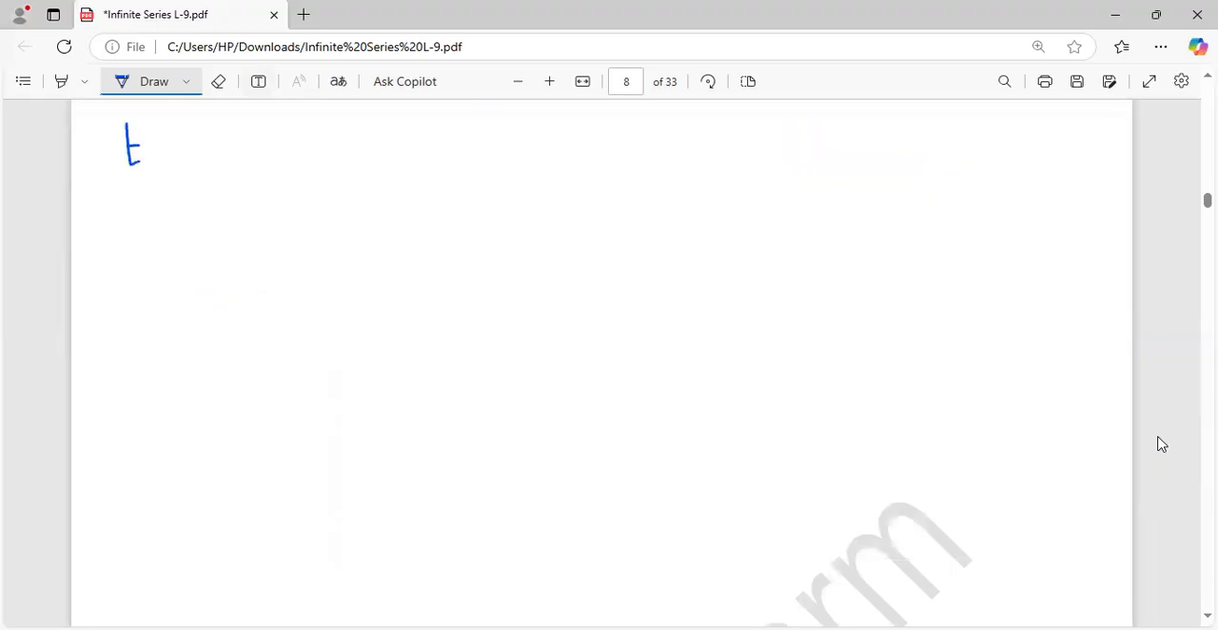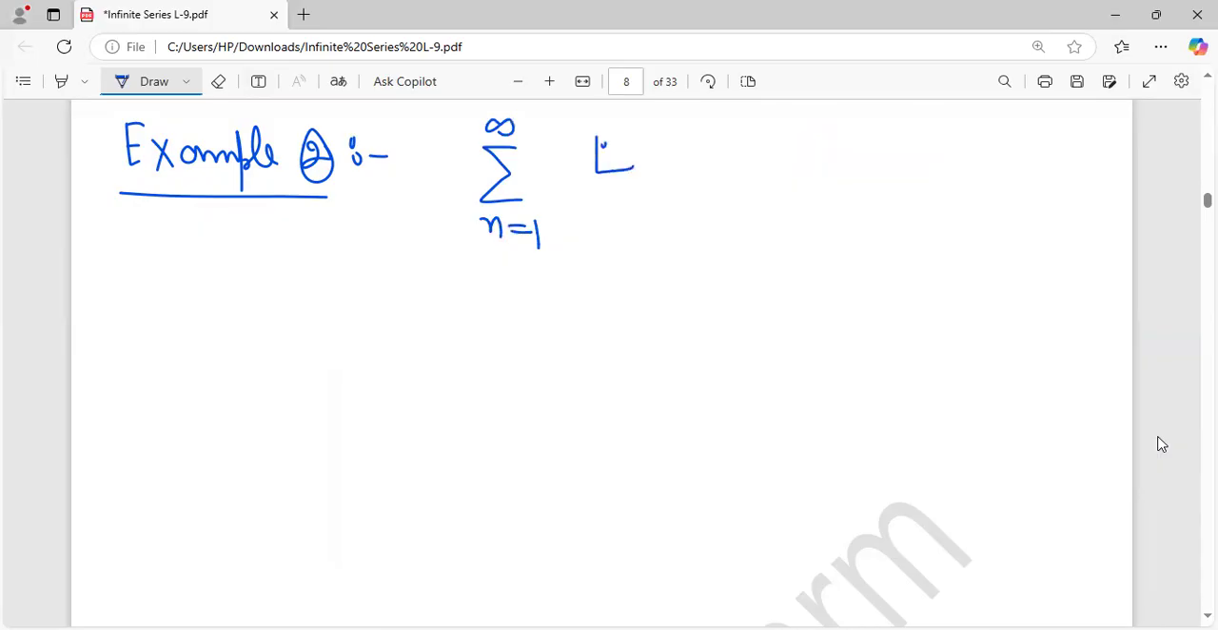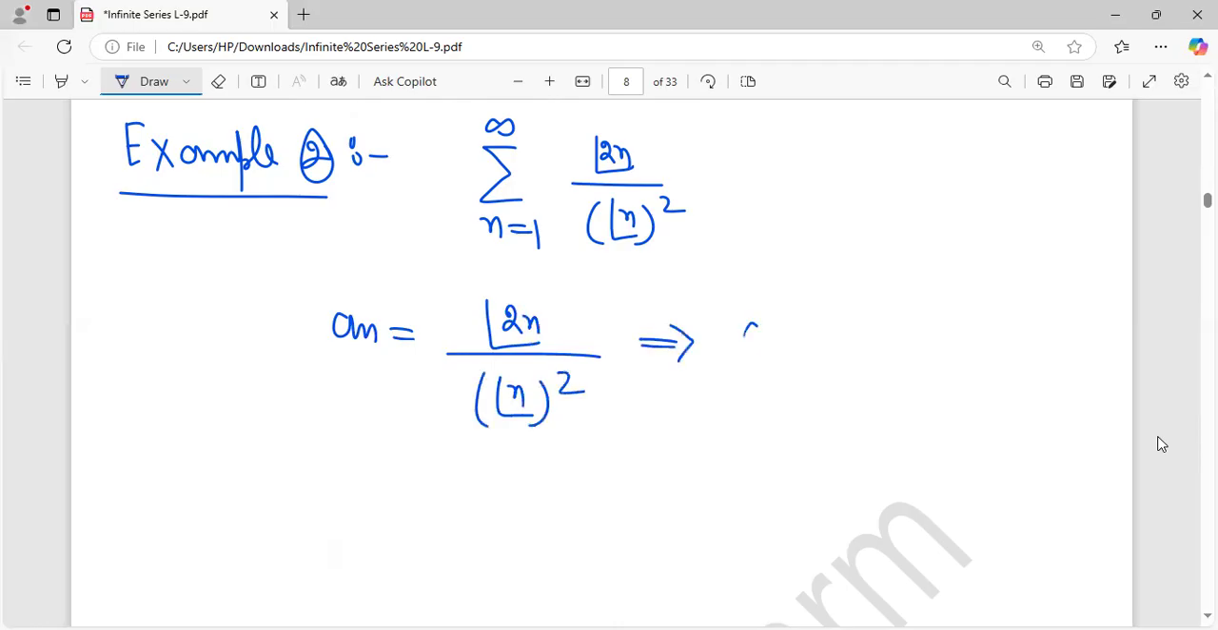Example 2. This series, summation n goes to 1 to infinity factorial 2n upon factorial n square. So what is a_n? Factorial 2n upon factorial n square. So this will imply a_{n+1} will be factorial 2n plus 2 upon factorial n plus 1 square.